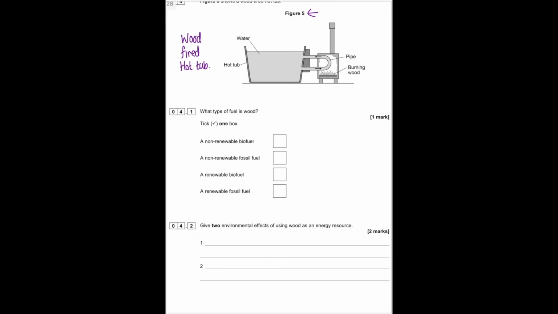Figure 5 shows a wood-fired hot tub. What type of fuel is wood? Wood is a renewable biofuel. Now give 2 environmental effects of using wood as an energy resource. If we're burning wood, it can cause smoke and air pollution. We can say that cutting down trees can lead to deforestation or destruction of habitat. So any one of those would be right.